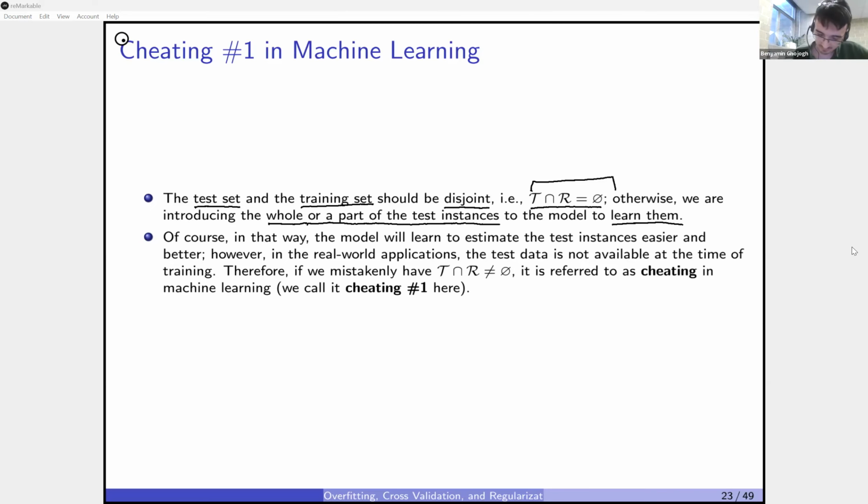See, that's what I'm saying. Of course, this way the model will learn to estimate the test instances easier and better. However, in real world applications, the test data is not available at the time of training. Therefore, if we mistakenly have some intersection between training and test data sets, it is referred to as cheating in machine learning. We call it cheating number 1 because we have cheating number 2 too. Okay, so this is cheating number 1.